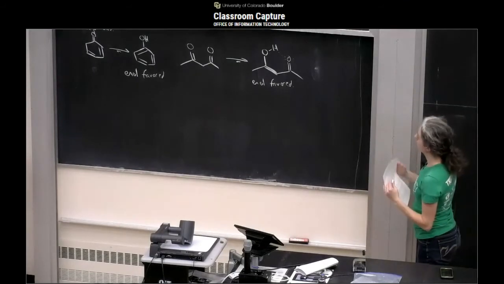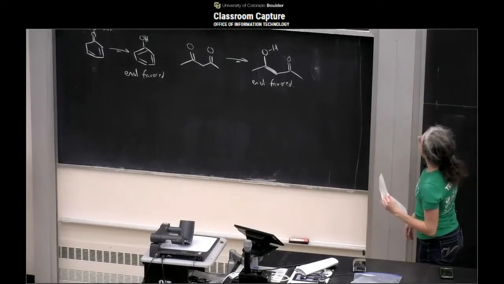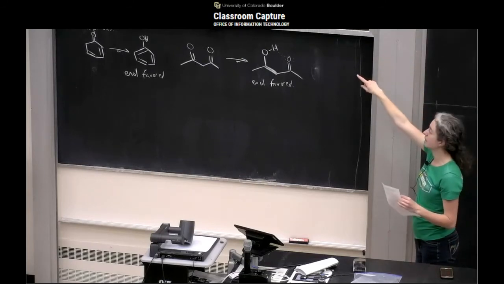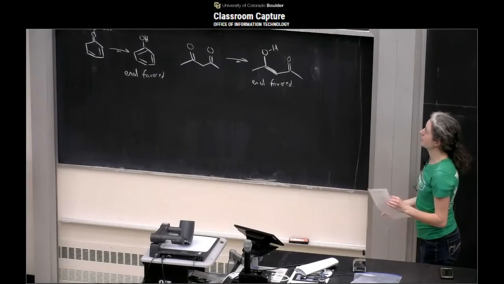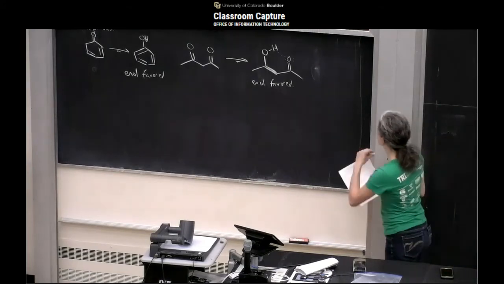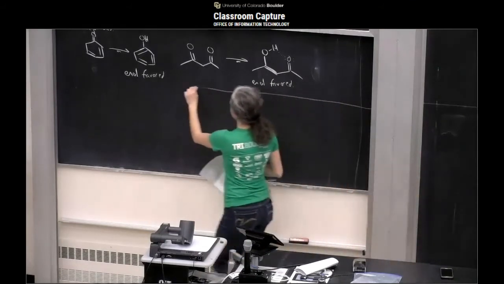Okay, so as a general rule of thumb for this chapter, in base we're going through the enolate. In acid we're making the enol. We'll see a lot more enolates than enols because it's a little bit easier to set up the chemistry for enolates. Okay, questions about that? Okay, cool.